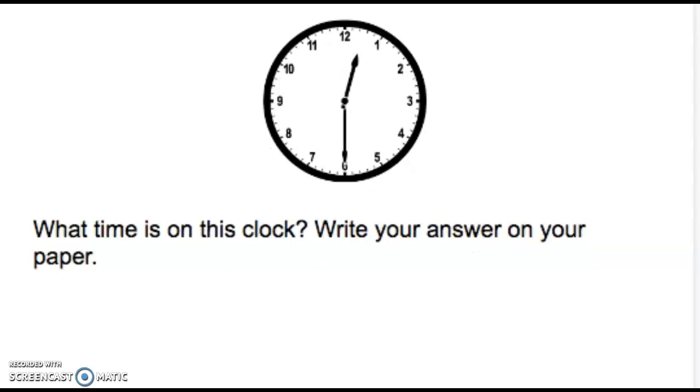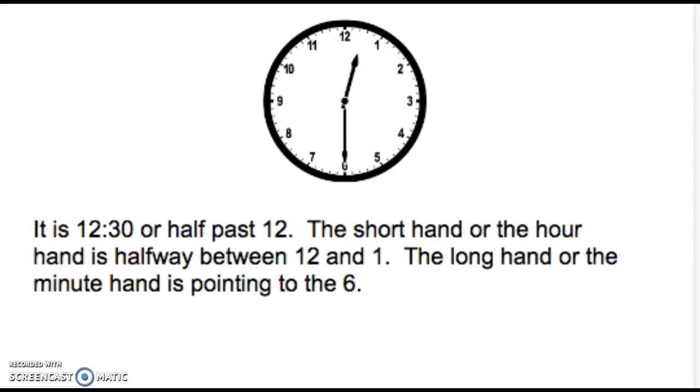What time is on this clock? It is 12:30. The short hour hand is halfway between the 12 and the 1, and the long minute hand is pointing to the 6. Remember, when our long minute hand points to the 6, that is halfway around the clock, and it means it is half past.